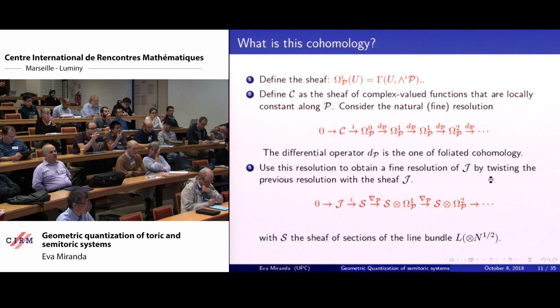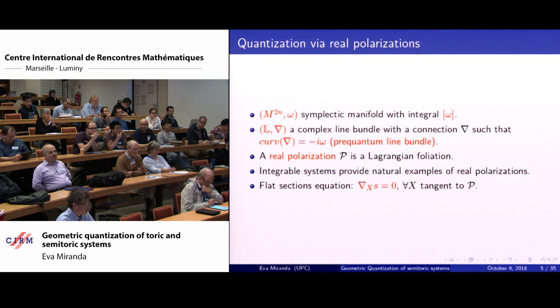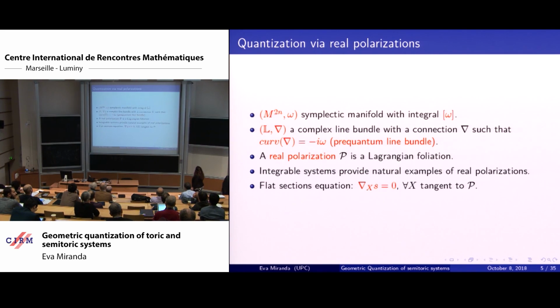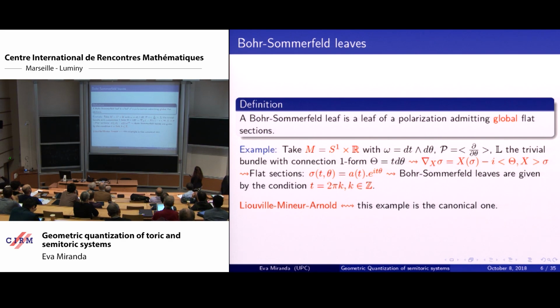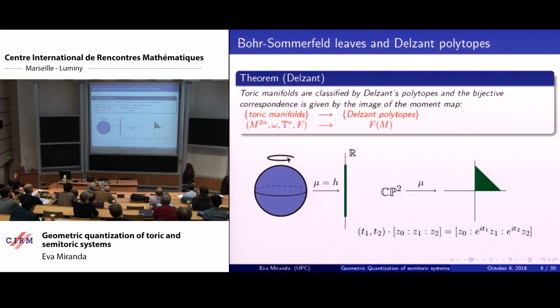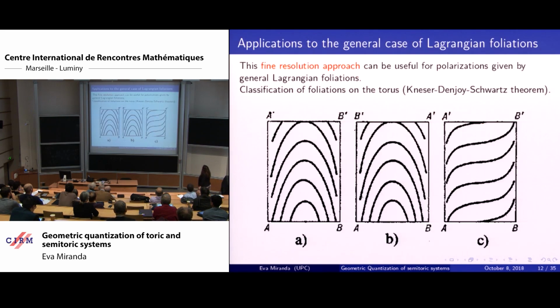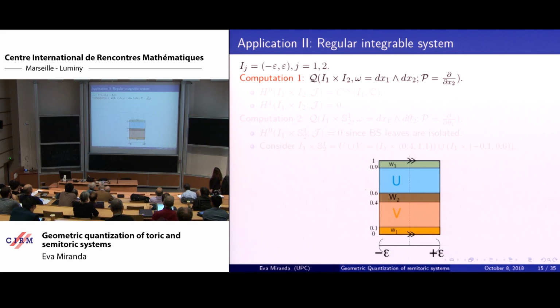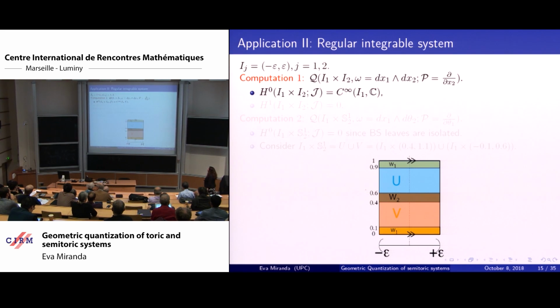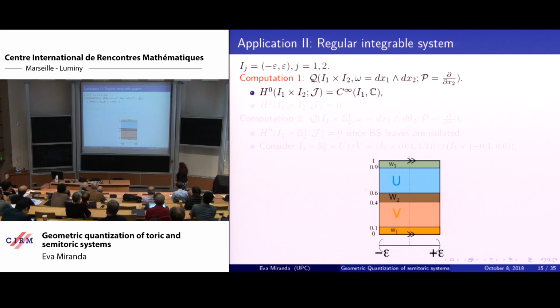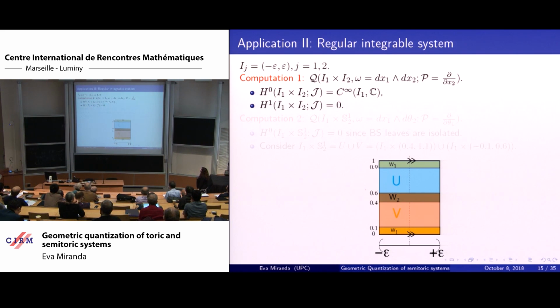If I go to this computation here, we understood that the set of flat sections in this case is given by this formula. So it's encoded in a function that depends on one of the variables. This means that when I compute the square case, I get these C-infinity functions on E1 with values in C. And then for H1 I get 0.